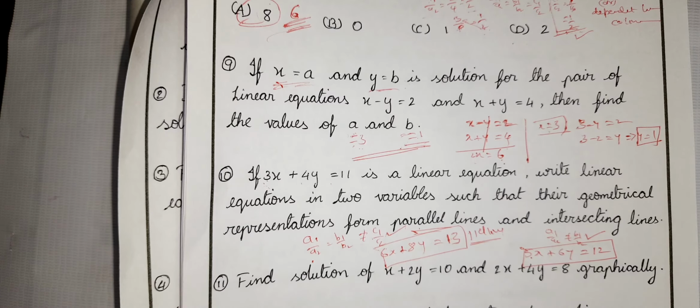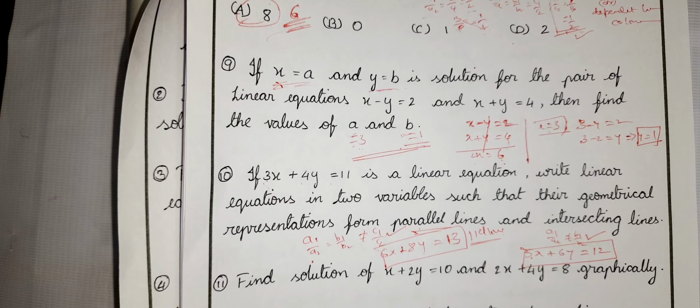This may be asked as a 1-mark question or a 2-mark question. So you have to first write the condition for parallel lines, then say that this is how you can choose, and for intersecting lines also write the condition.